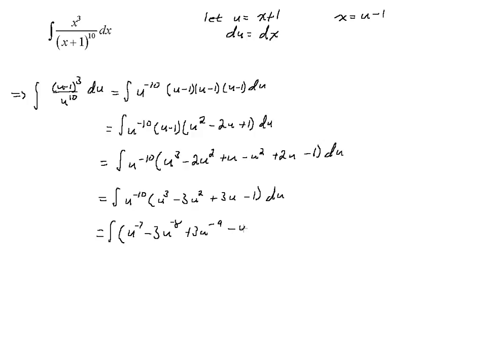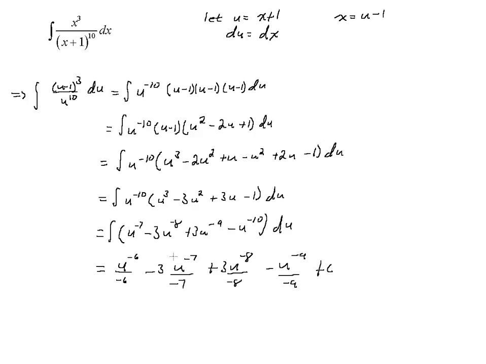Now we can integrate term by term. And so we go up by a power of 1, we have u to the negative 6, over the new power, negative 6. Minus 3, go up by a power of 1, we get negative 7 over the new power. Here we get plus 3u, up by a power of 1, we get negative 8 over the new power. And then finally we get negative u, up by a power of 1, negative 9 over the new power, plus c. And then I'm going to sub back in for u, because we started with x's.